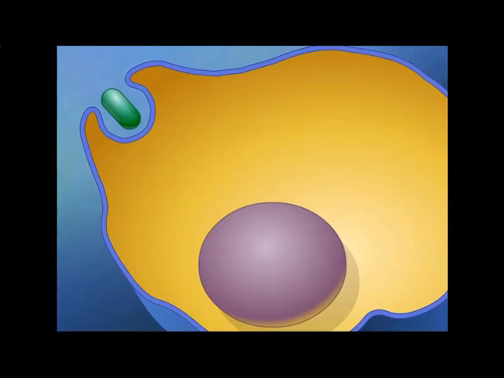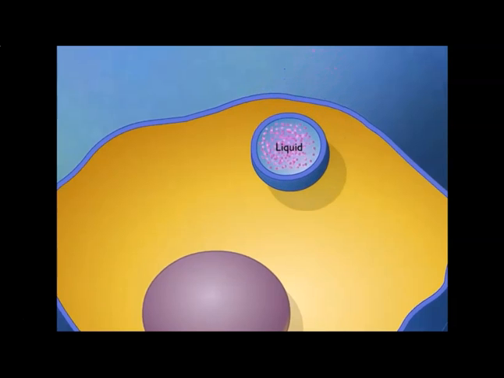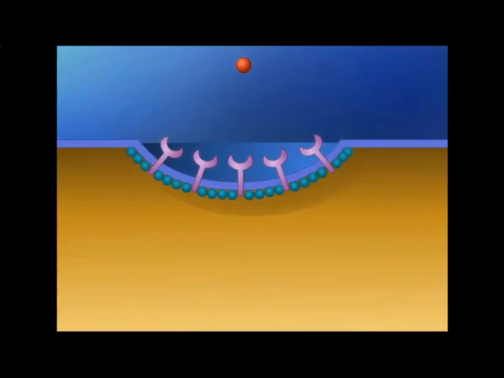If the material the cell takes in is particulate, such as a bacterium or a fragment of organic matter, the process is called phagocytosis. If the material the cell takes in is liquid, it is called pinocytosis. Specific molecules, such as low-density lipoproteins, LDL, are often transported into eukaryotic cells through receptor-mediated endocytosis.